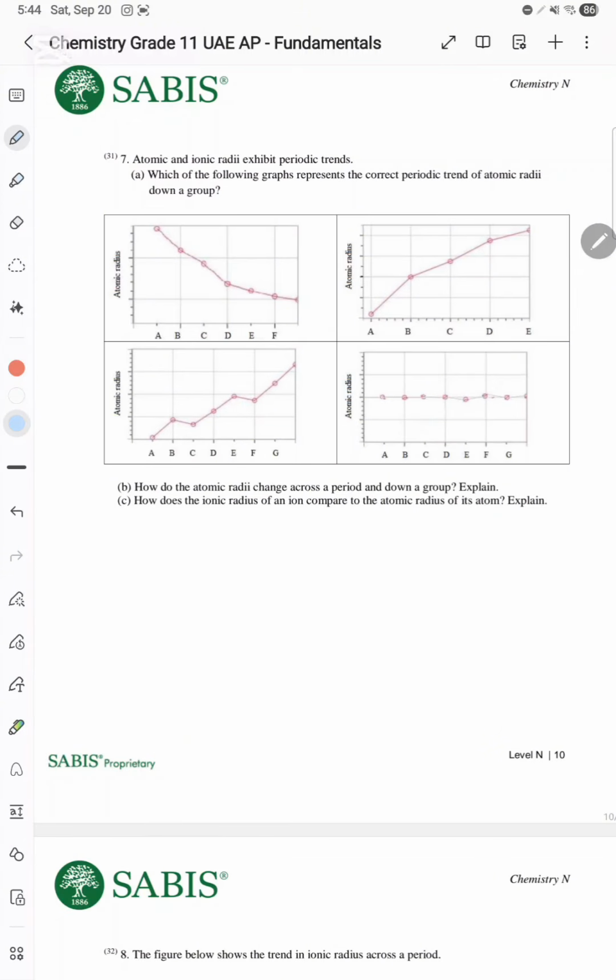So it cannot be figure 1, and it cannot be this, and it cannot be this. You're going to say, why is it not this one? This one's increasing, then decreasing, then increasing, then decreasing. No, it's wrong. It has to increase steadily as you're going down a group. It doesn't increase, then decrease, and increase, and decrease. It's stable, steady. So this is the correct one.